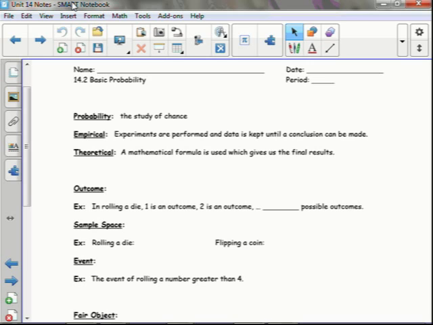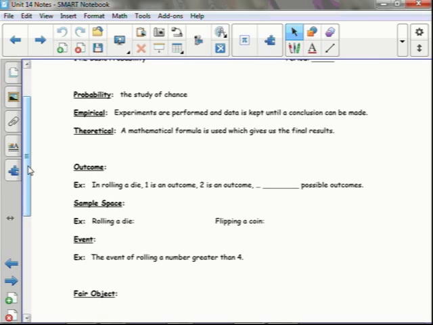We're talking about basic probability. And probability is the study of chance. And we have two vocabulary words that we're going to look at today. We're going to look at empirical probability versus theoretical probability.